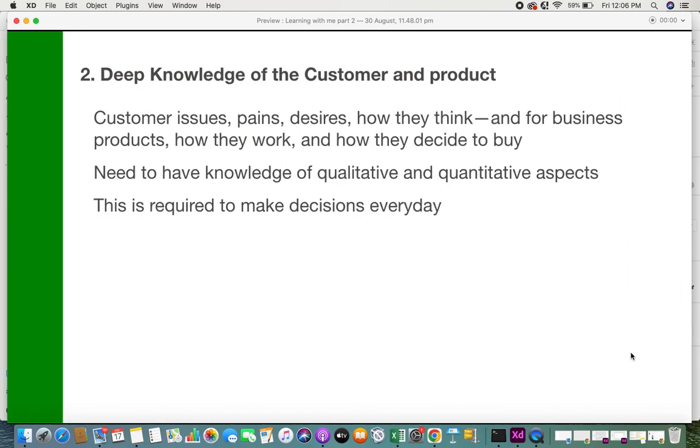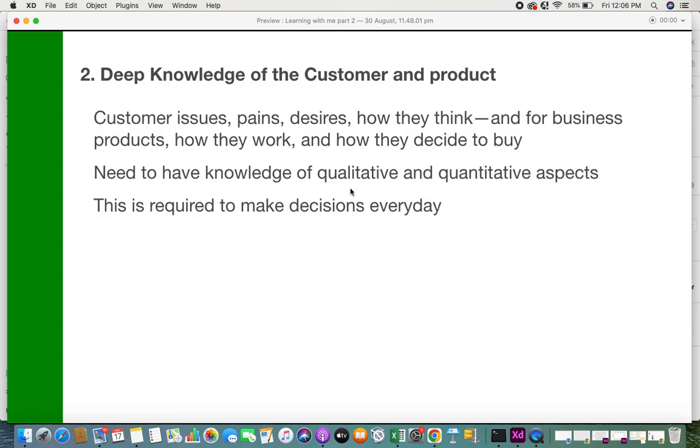So the second one is deep knowledge of the customer and product. This is very important because a product manager needs to understand customer issues, their pains, their desires, how they think, and for the business products. So it's not only for the business products, it's even how they think and feel about other competitor products. And you need to even understand how they work and how they decide to buy, what are the factors they take into consideration, things like that. So you need to have knowledge of the qualitative and quantitative aspects of it.